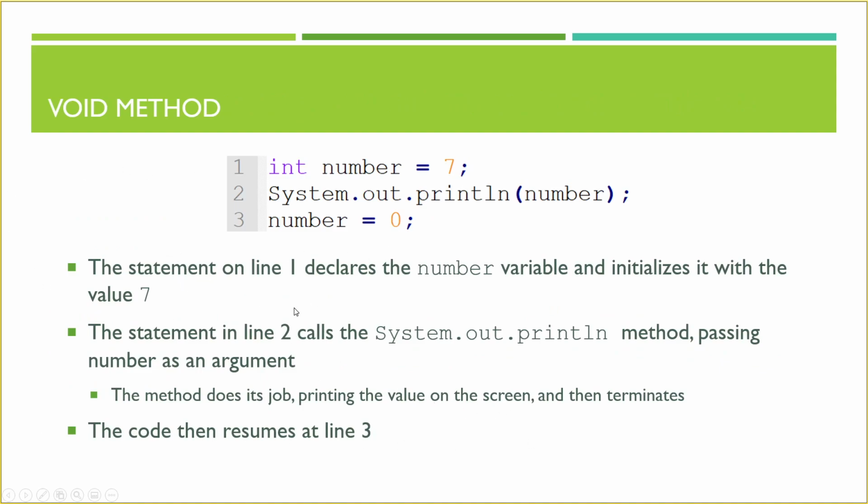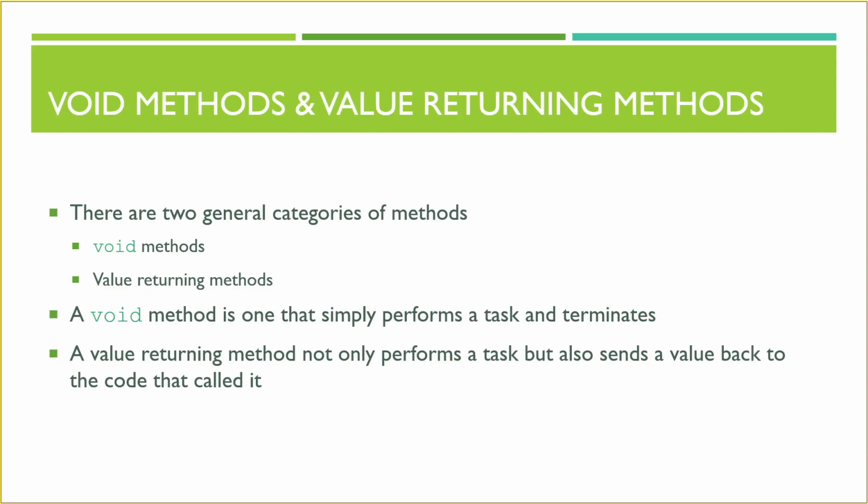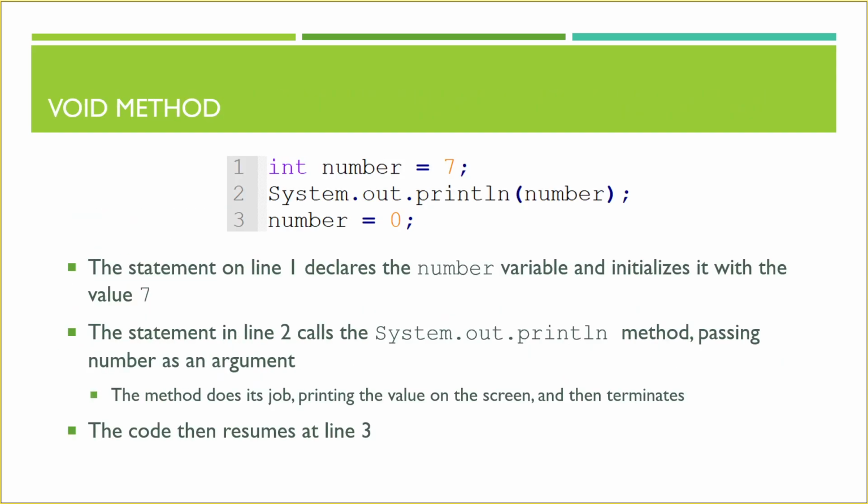So let's take a look at a void method here. The println method, right, is a good example of a void method. All the println method is going to do is print some value or display that value to the screen, and then the println method terminates, right? I'm not assigning a value that comes from println to anything. I'm just calling it. It's going to display the number and it's going to terminate. And then we could resume our code further down in our program.